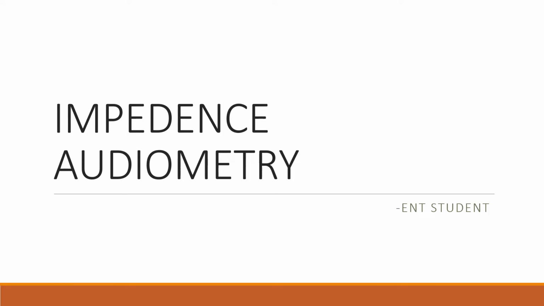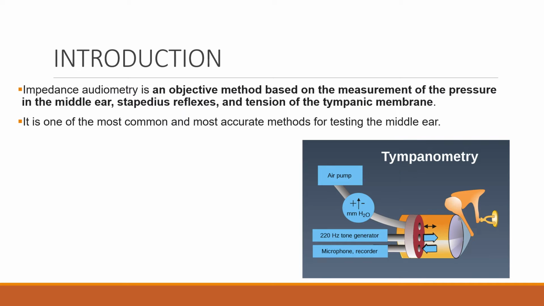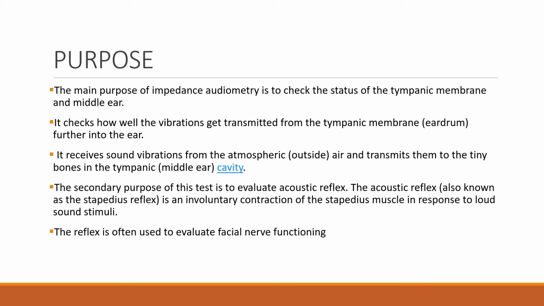So today I'll be talking about impedance audiometry. Impedance audiometry is an objective method based on the measurement of the pressure in the middle ear, stapedius reflexes and tension of the tympanic membrane. It is one of the most common and most accurate methods for testing the middle ear.